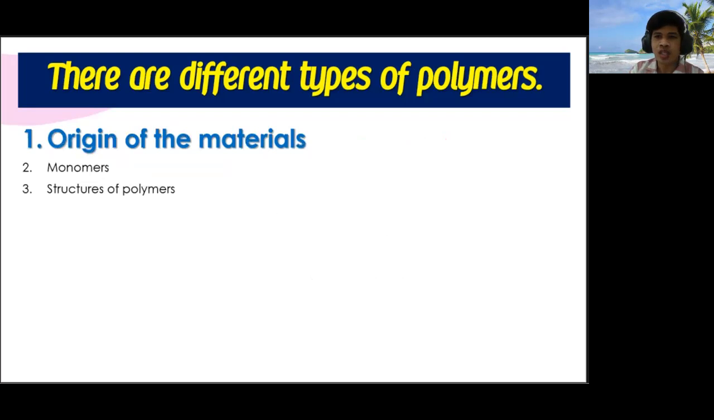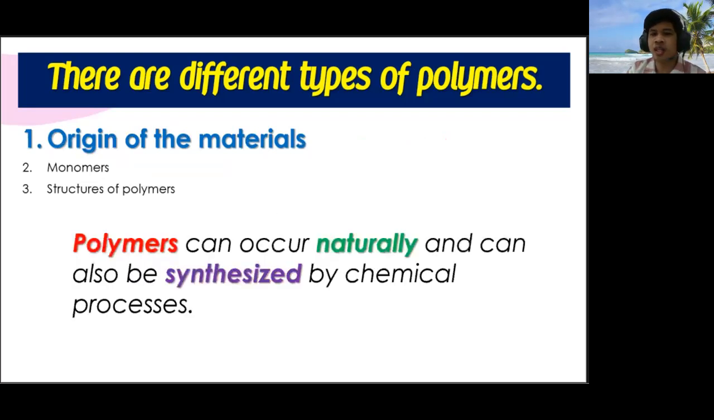Now, polymers can occur naturally and can also be synthesized by chemical process. Here we have two words, natural and synthesize. Can you differentiate between natural and synthesize? Do you know what that means, natural and synthesize?